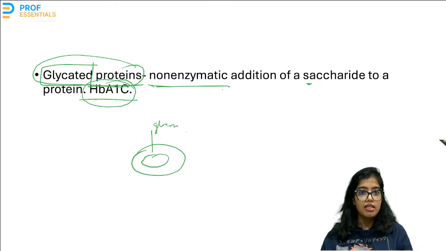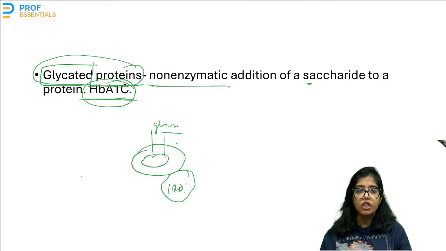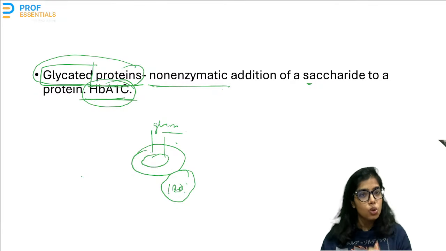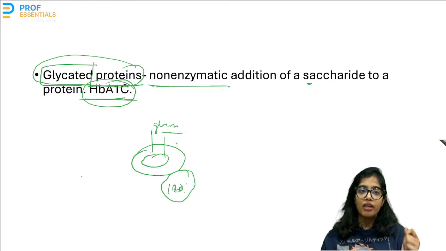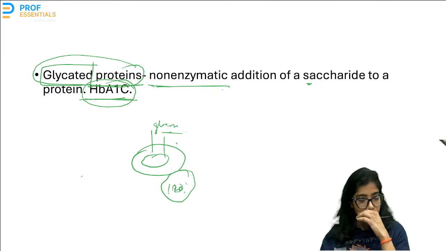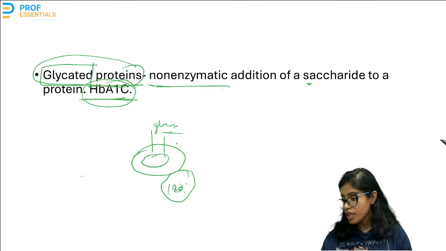And this RBC survives for around 120 days. Therefore, the more the glucose in the blood, the more will be the degree of glycation, and higher will be the HbA1c that is measured in the blood test. Therefore, HbA1c is used to monitor the level of glucose control in diabetics. Also, it is used to diagnose diabetes by the American Diabetes Association. There are different guidelines for that. Okay, understood? So this is the application of HbA1c.